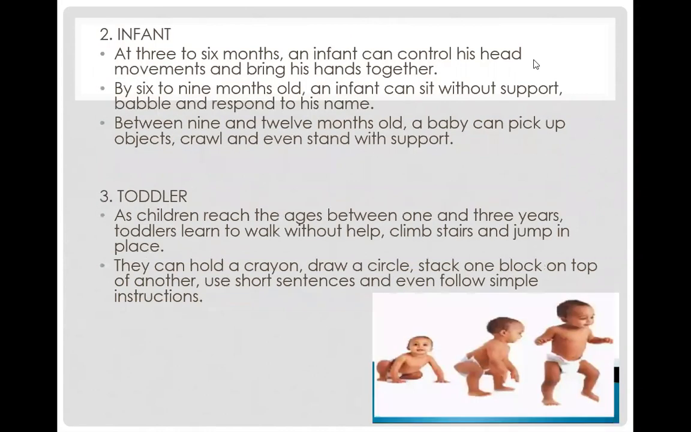So infant is what? After the child is born, it is an infant. So at 3 to 6 months, an infant can control his head movements and bring his hands together. They are the only movements he can do at this stage. By 6 to 9 months old, an infant can sit without support, babble and respond to his name. Between 9 and 12 months, a baby can pick up objects, crawl, and even stand with support.